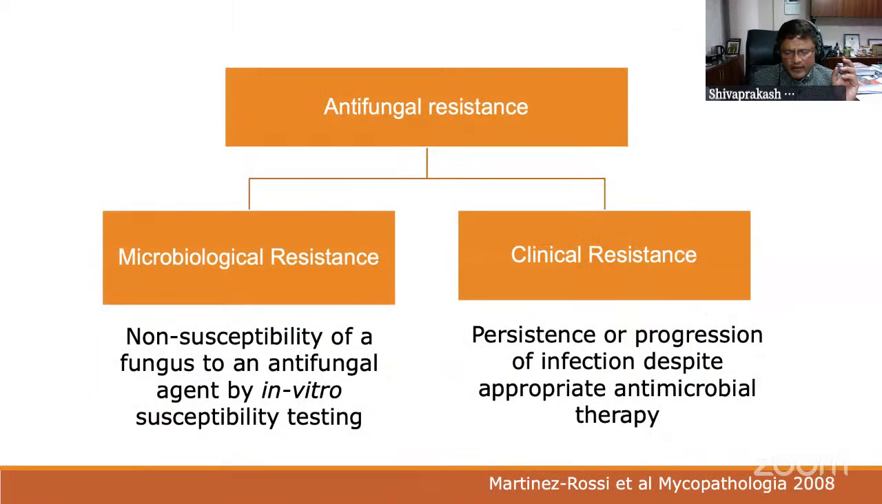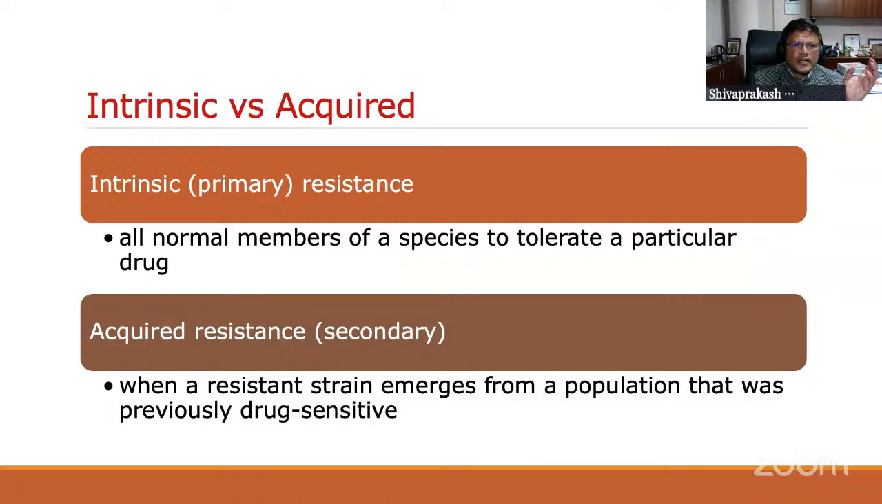Again, resistance can be defined in different ways: microbiological resistance and clinical resistance. Clinical resistance I already showed you, and along with that, in this context, we need to understand intrinsic and acquired resistance. Intrinsic resistance is when the isolate itself, the species itself, can tolerate a drug at a higher concentration than that used for therapy.